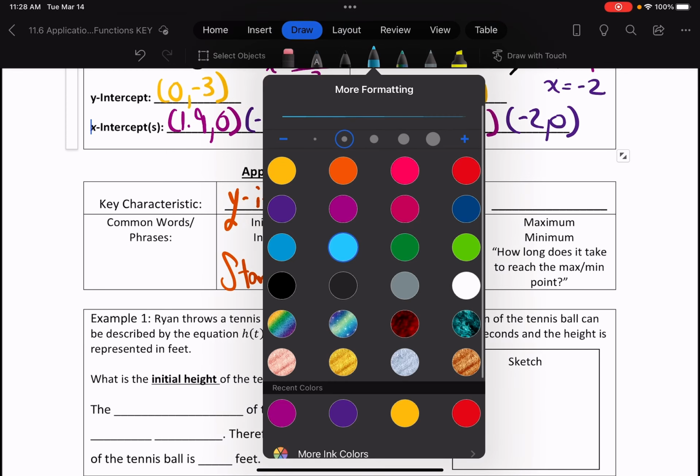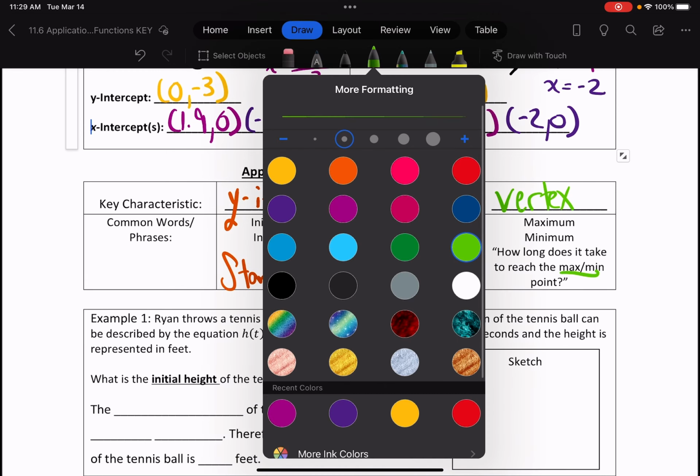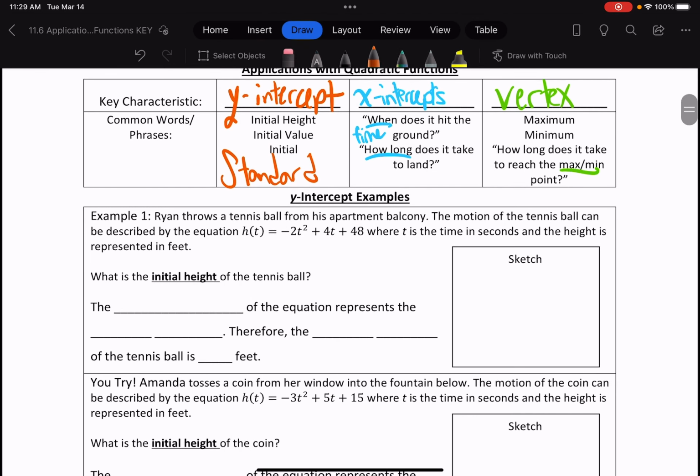And then the last one is maximum or minimum. It says, how long does it take to reach a max or min point? Anytime you see a max or min, your brain should automatically go to vertex. So we're going to find all of these different values, and we're going to start off with our y-intercepts because it's easiest to start at your initial value.